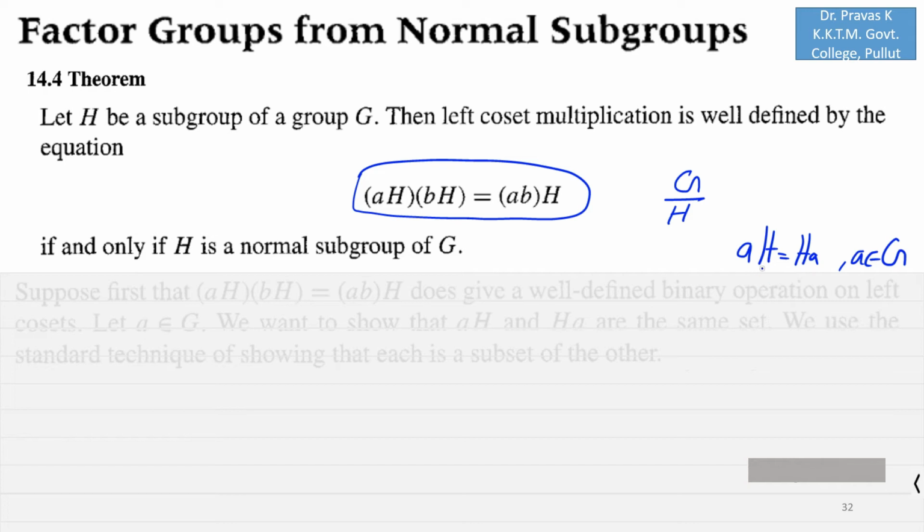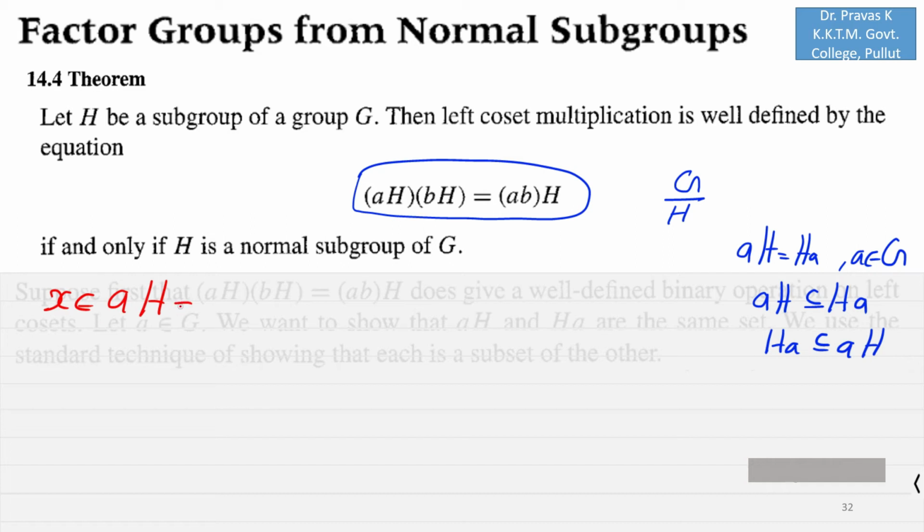Since these are two sets, we use the standard technique, that is we first prove that aH is a subset of Ha and then Ha is a subset of aH. Now to prove the first part of this, we initially assume that x belongs to aH and then we show that x belongs to Ha. So let us start the proof, that is, we start with x belongs to aH.